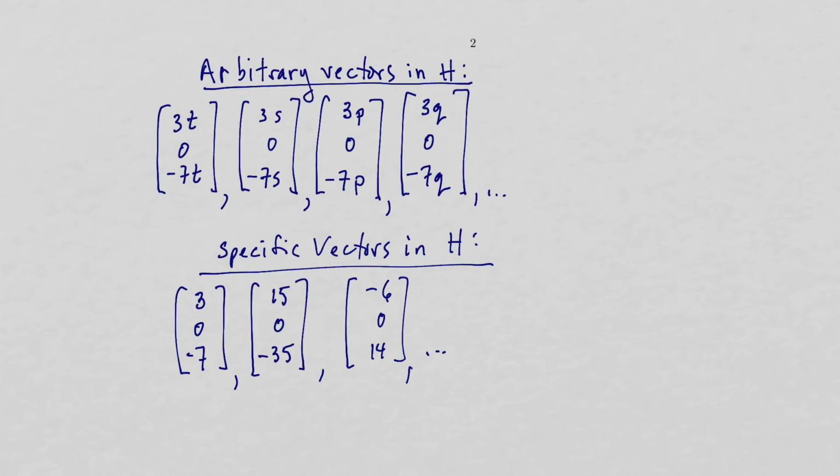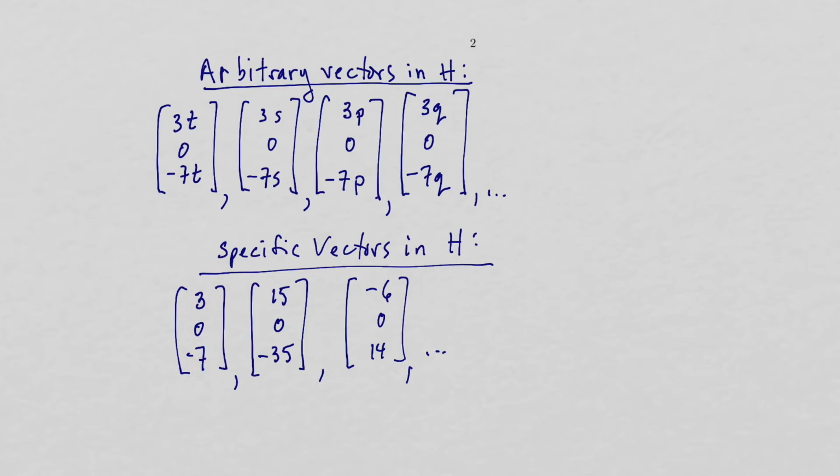So basically take any complex number you want, multiply it by 3, that's the first entry. Then the second entry is always 0, it doesn't depend on t. It doesn't depend on the number that you chose. And then multiply that same number, t, by minus 7, and that's the third entry. So in this first one, I just let t equal 1. 3 times 1, 0, minus 7 times 1.